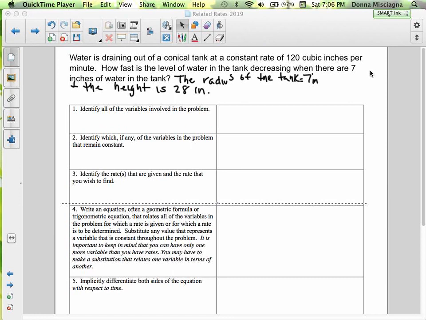Now add that to your notes. That had to be added in because they forgot to give us a way to determine the relationship between the height and the radius. Is this a tall skinny cone? Is this a short fat cone? I don't know, but now we know.